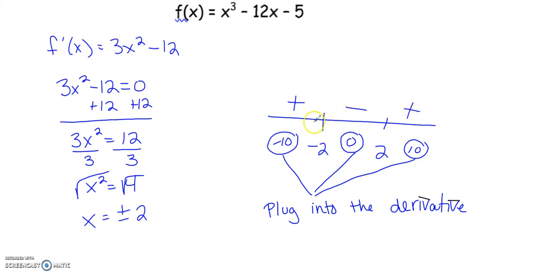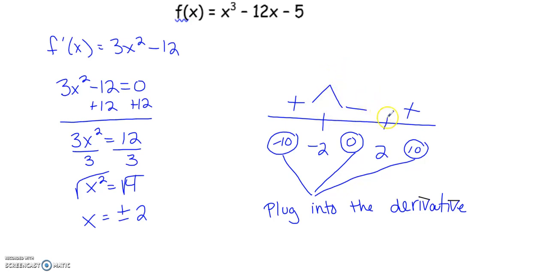Now we need to draw lines. Remember, derivative means slope. So a positive slope means my graph is going up here. And then to the right of -2, I got a negative, so that means I'm coming down. This looks like a little mountain range, so we have a maximum here.